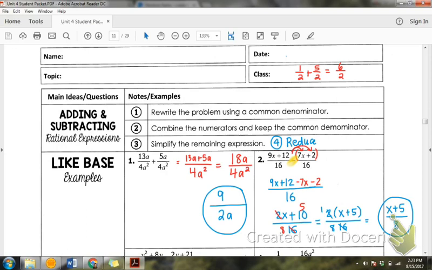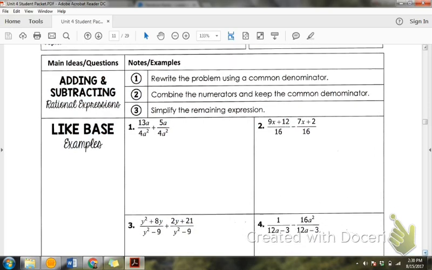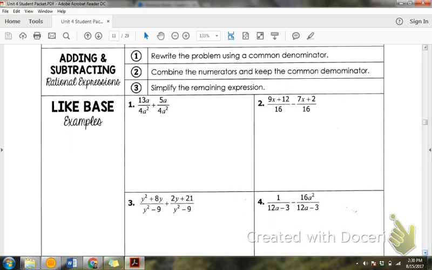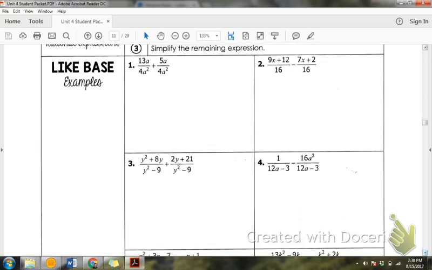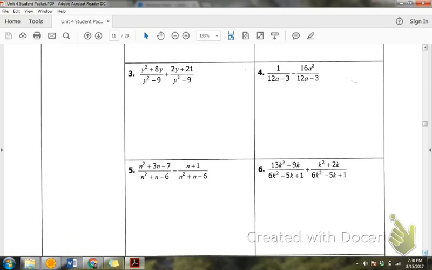Would cross multiplication be a proper method to complete this problem? No, because we're not multiplying anything. We're adding and subtracting. Okay, let me rephrase. Butterfly method? No, because we have common denominators.